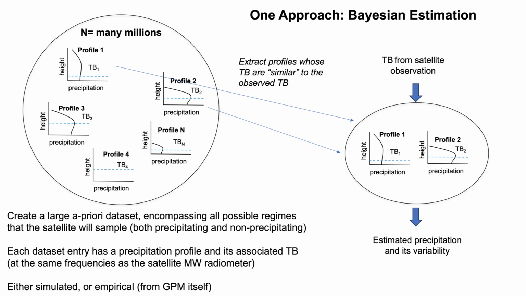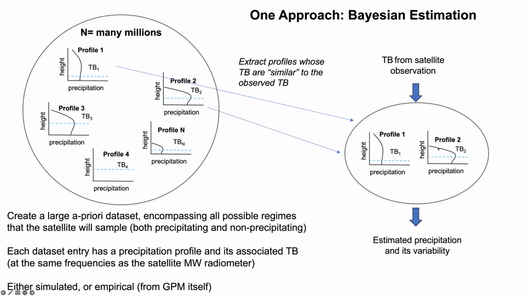And typically in this big data set you might create, you would have the precipitation structure and the associated brightness temperatures, of course, at the same frequencies as the satellite instrument. And then the job of the inversion is to pick ones that are congruent to your observations, right? So you want to somehow extract the profiles where the brightness temperatures are similar to the observed TB. And I put similar in quotes because that's where the magic really is.